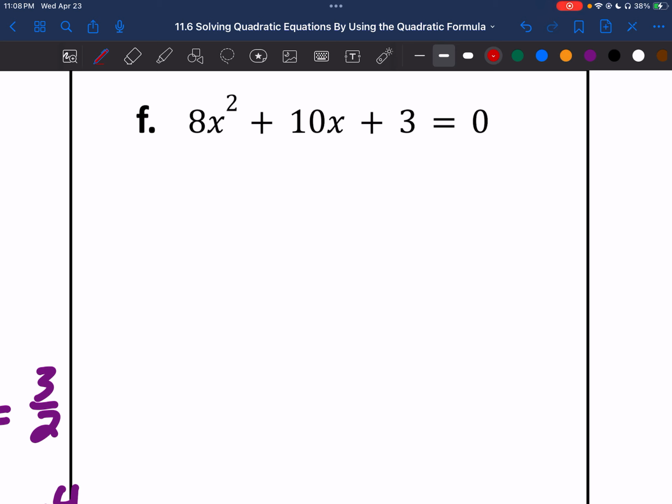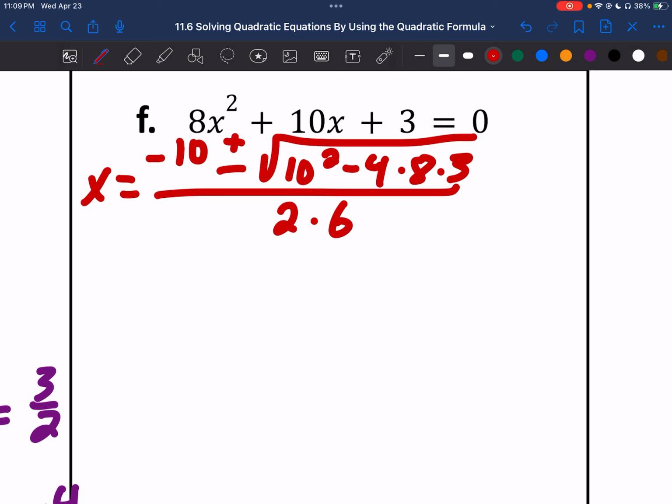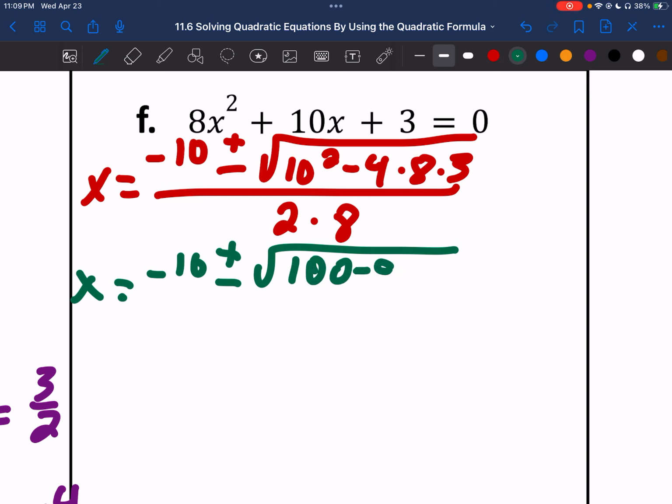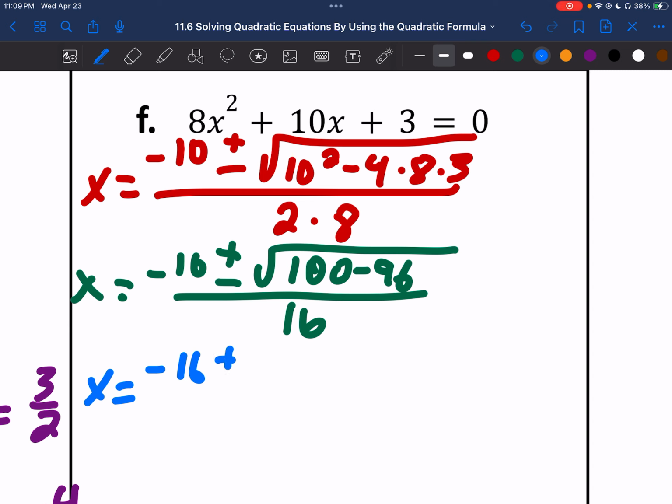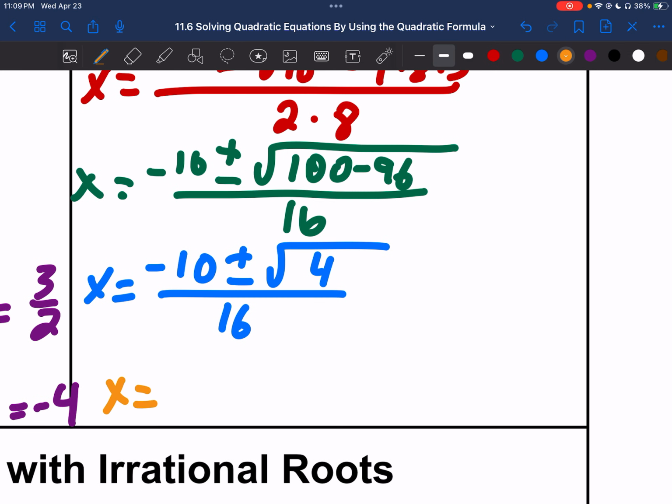All right, let's look at letter F. X is equal to the opposite of b, negative 10, plus or minus the square root of 10 squared minus 4 times 8 times 3. This is all over 2 times 8. All right. Next up, we simplify the multiplications inside the radical, and we get 100 minus 96 over 16. So negative 10 plus or minus the square root of 4 over 16. Square root of 4 is plus or minus 2 over 16.